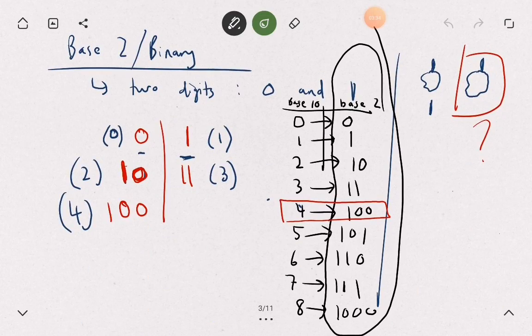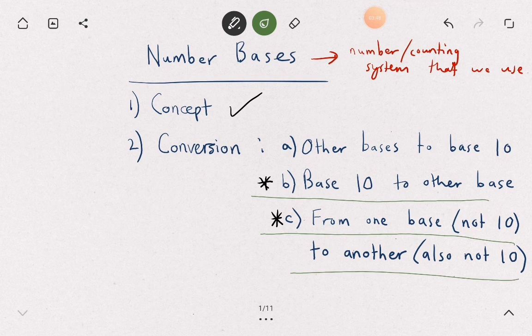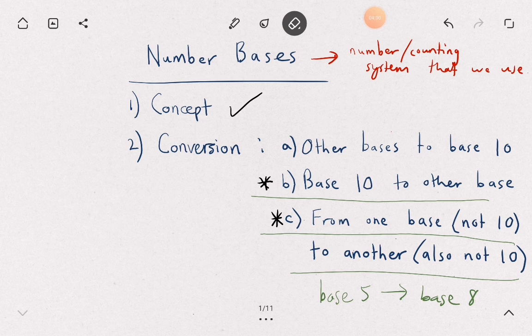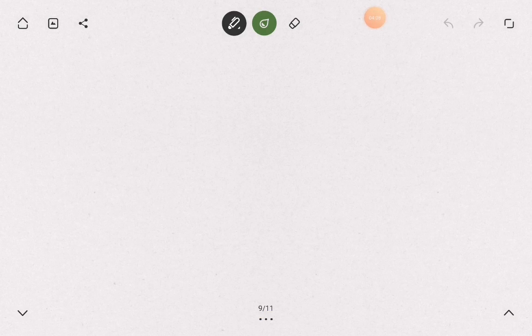Now what we're going to look at is part B, which is from base 10 to another base. So a reverse process. And then part C, which is from one base that is not 10 to another base that is also not 10. So basically like from base 5 to base 8, something like that. Both bases are not 10, so how do you do that? It's not really complicated.